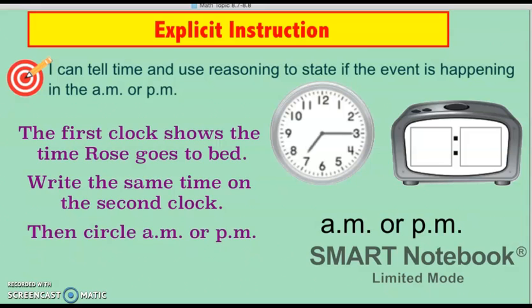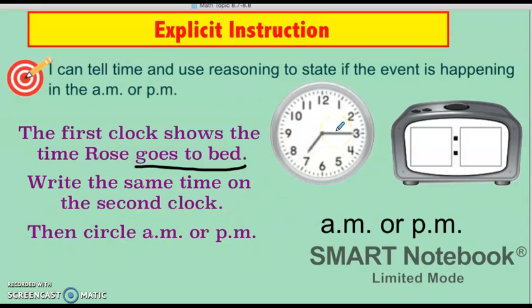Let's try again. Let's take a look at our last problem. It says, the first clock shows the time Rose goes to bed. Write the same time on the second clock. Then circle AM or PM. Well, I'm going to underline some important key words here. It says, the first clock shows the time Rose goes to bed. I'm going to keep that in mind for when it's time to circle AM or PM.